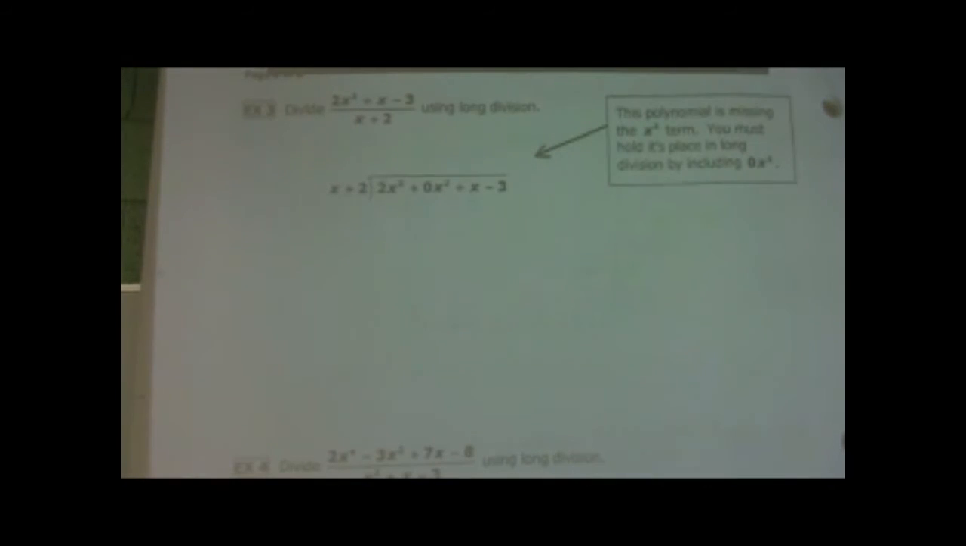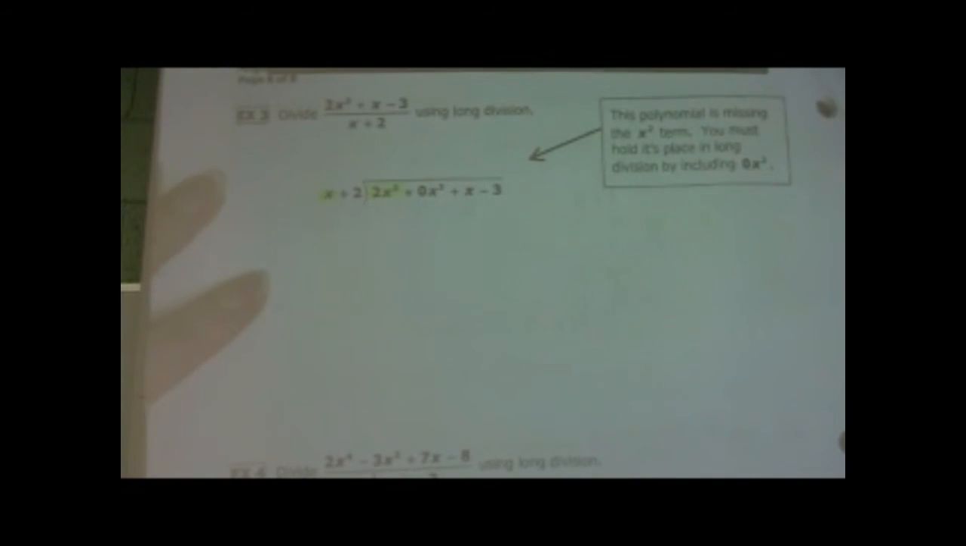Well, when we do long division, we have to represent every single power. So what we have to do is put a 0x squared to hold the place of the x squareds. If you don't have a column for the x squareds, your whole problem will be off. So if it's missing a term, if it's missing one of the powers of x, just put in a 0 as the coefficient for that term, and it's going to hold your place for you. All right, so now let's go ahead and do it.